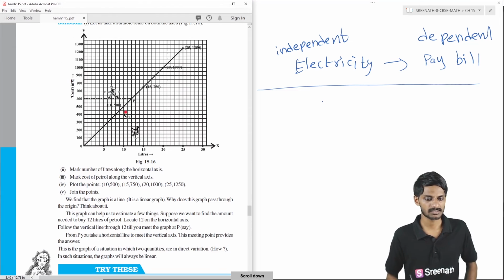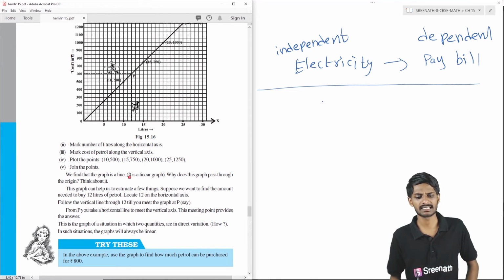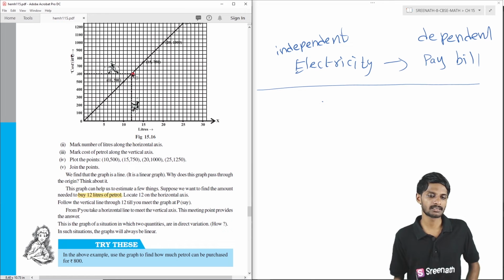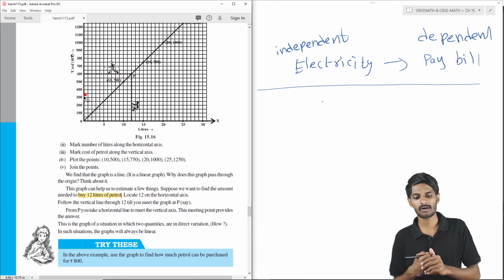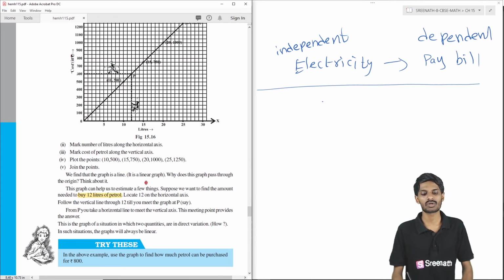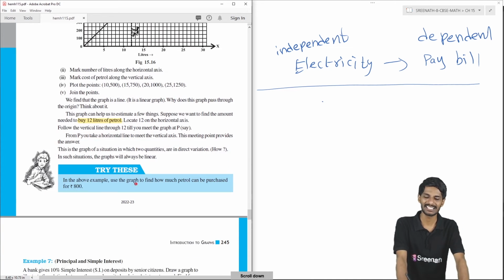Next, from the graph, students, it is a straight line, so it is a linear graph. If you want to know how much it costs for 12 liters of petrol, you move along the x-axis to 12 and go up until you meet the linear graph. At that point you move towards the y-axis, and that gives the cost, which is around 600, students. In this way you can find the answer using a linear graph.